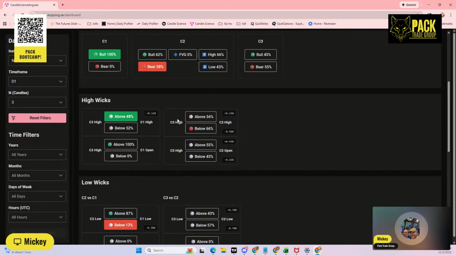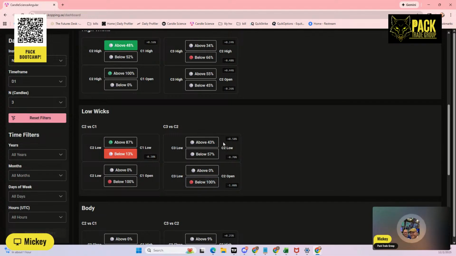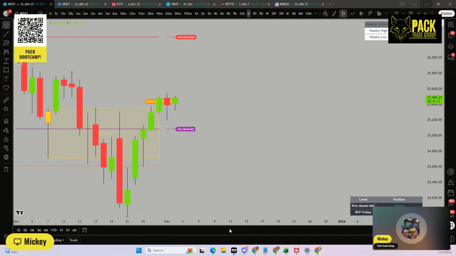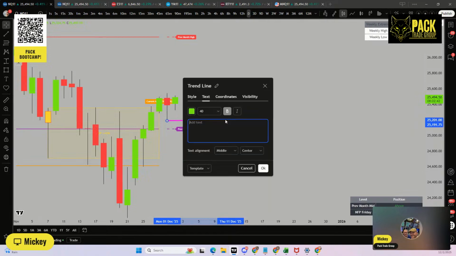Now we can still see that there's a higher probability not to take out previous day high than to take it out. And there's more probability to take out previous day low. So we write this in, we can see that there is a 57% at the low. We'll take this out.